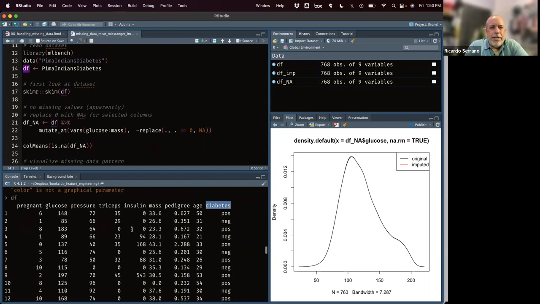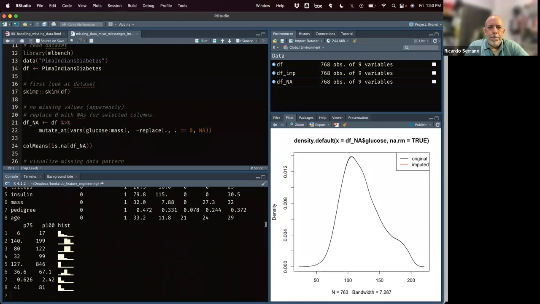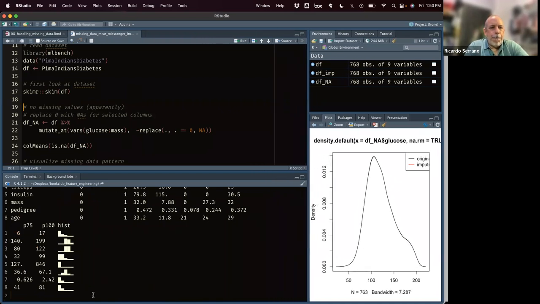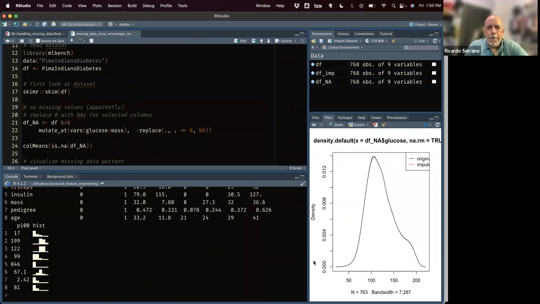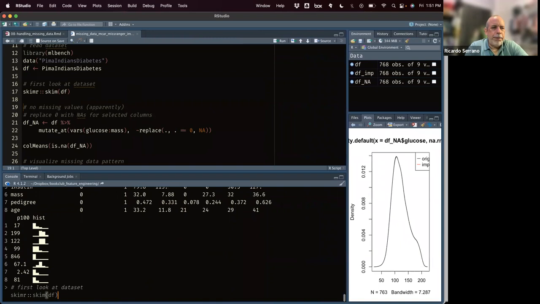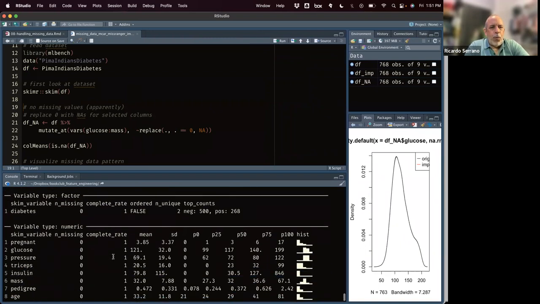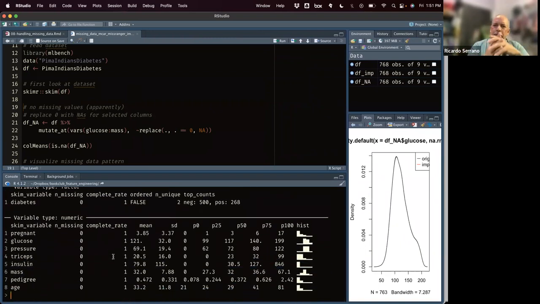So one of the challenges of this dataset is that, when it comes as raw data, and I can show you with skimr very easily, okay, you can see my console, right? Okay. So when it comes right off from the package, the package is called mlbench, and as you can see with skimr, there's no missing data.